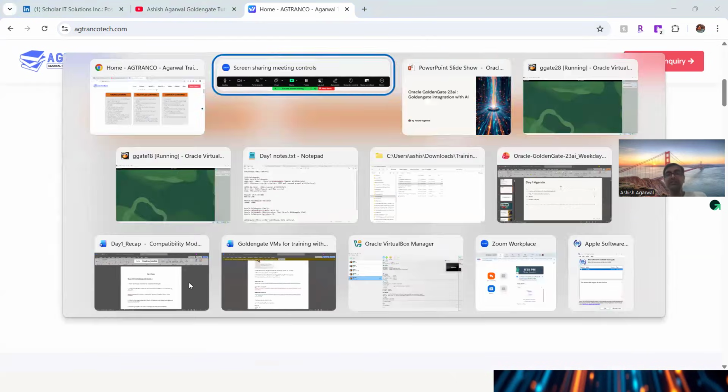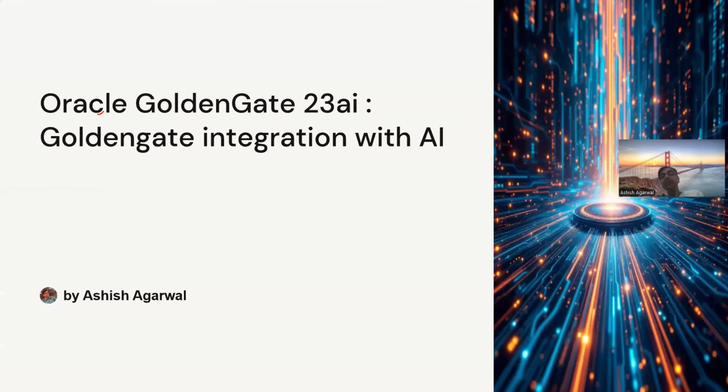So let us start the session now. Oracle GoldenGate 23ai, GoldenGate integration with AI, artificial intelligence. We all know today's IT world is about artificial intelligence, right? We all are working in a world where AI is going to take over or will be the future, of course.